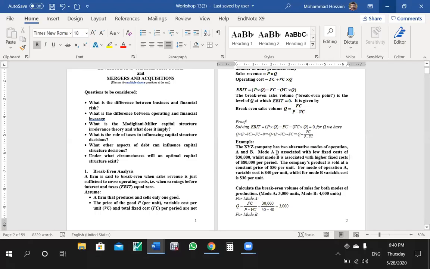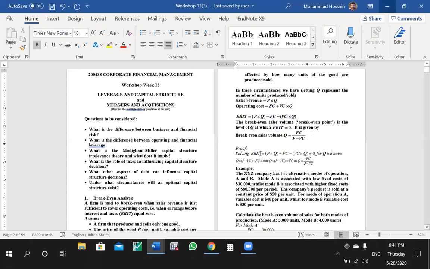All right. Today our topic is going to be leveraging capital structure. First, we will start with the break-even point. Okay, break-even analysis we will start with first. So now, let me explain to you what this break-even thing is all about.